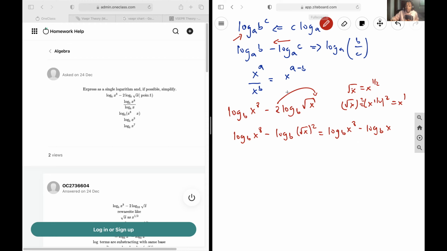Okay? And then next up, we're going to be using this rule. We see that they have the same base, so it just means that we're going to do x to the power of 8 over x. So this will become log to the base of b, x to the power of 8 over x. And we know that x to the power of 8 over x is the same thing as x to the power of 8 minus 1, based off of this rule. And that would be log to the base of b of x to the power of 7.